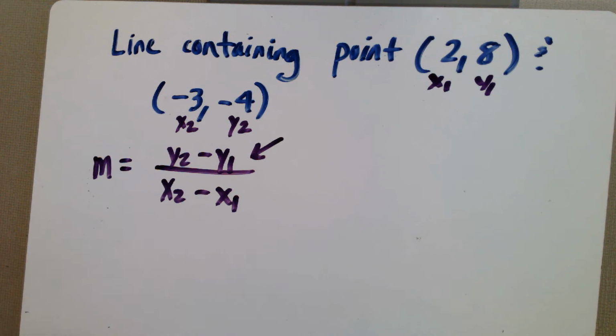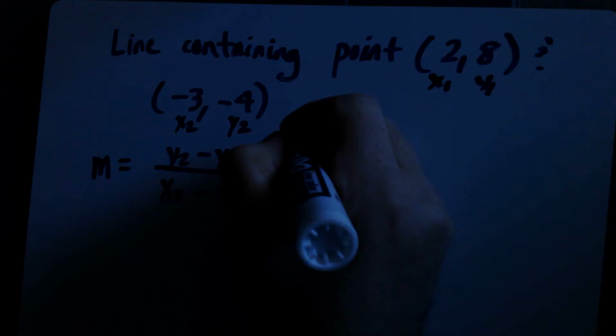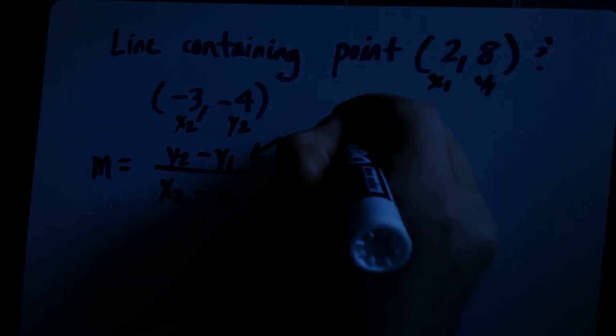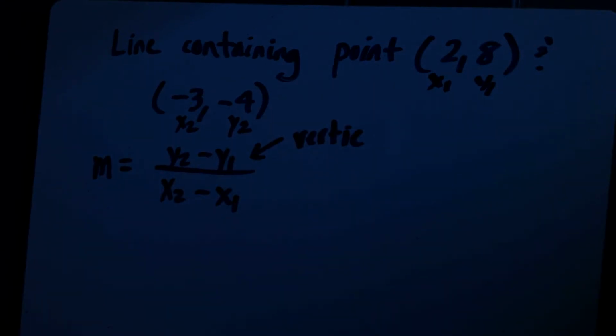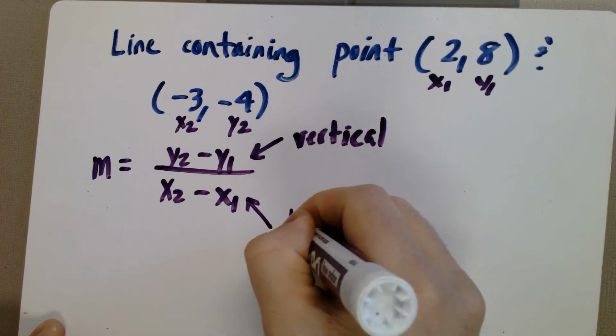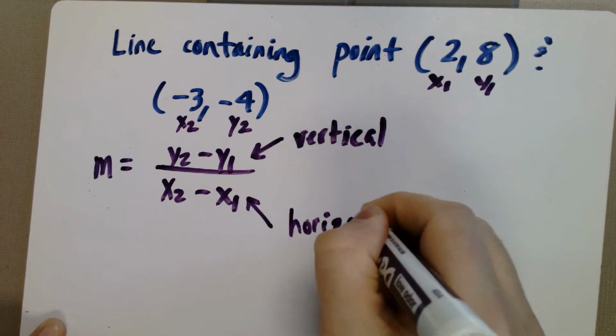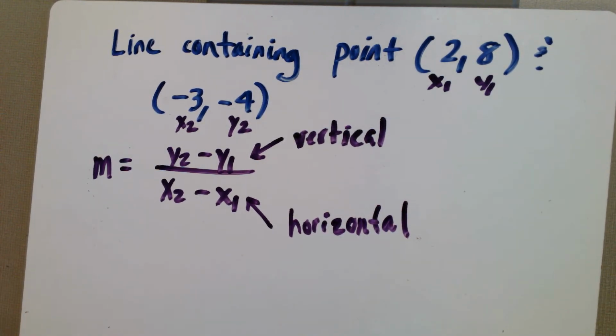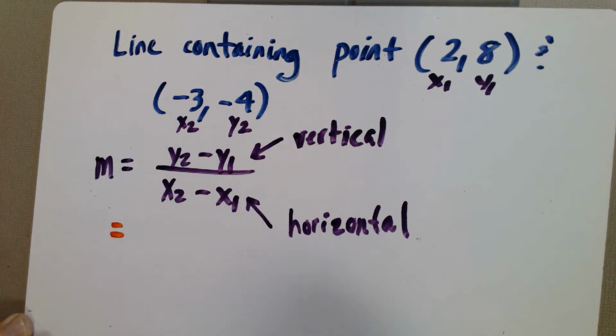But we need to make a mental note that y's go on top. Remember, that's the vertical change. And the x is our horizontal change. So vertical change versus horizontal change, and it's important to know that the y's are on top and x's are on bottom. So in our points, we have an x1 and a y1 and an x2 and a y2.